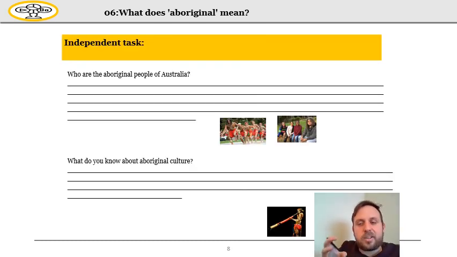I'm really looking forward to this, guys. So make sure you send in your responses. Remember, you can write them, you can record them, you can take photos of them, anything. It's really exciting. I'm really excited to hear what you've got to say about it. So those two questions: who are the Aboriginal people of Australia, and what do you know about Aboriginal culture? What can you find out? Okay, the links are down there to get you started, but there's so much more out there.